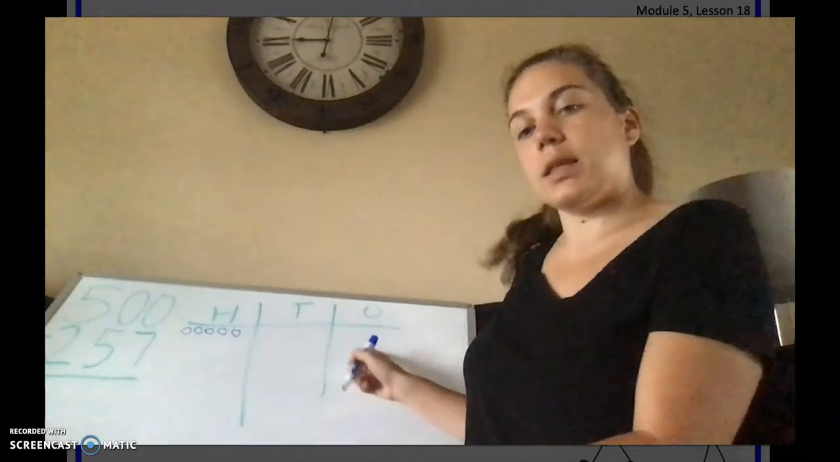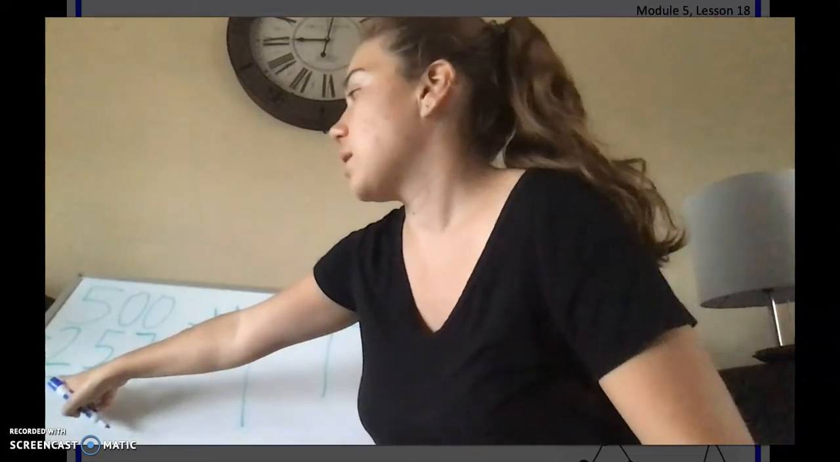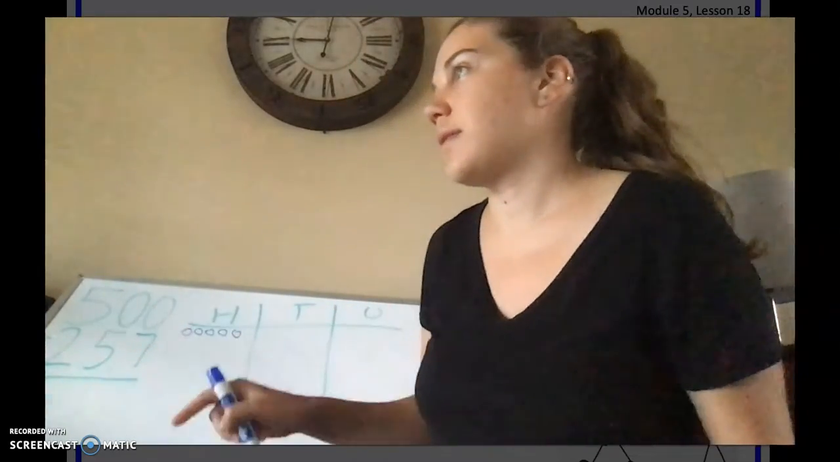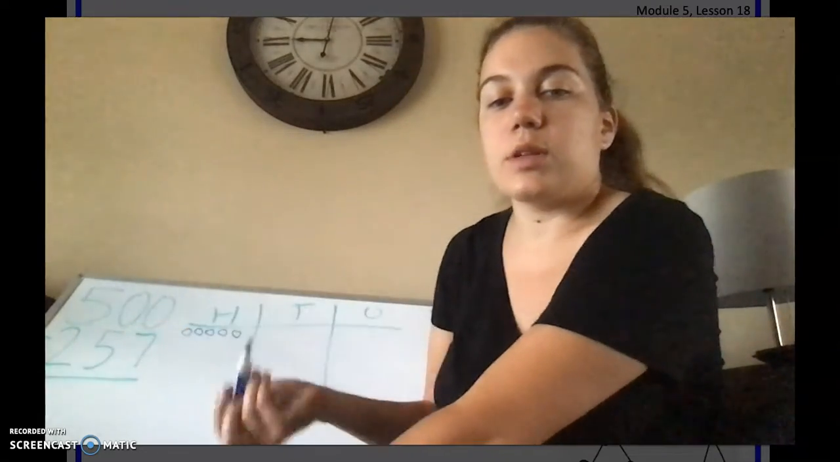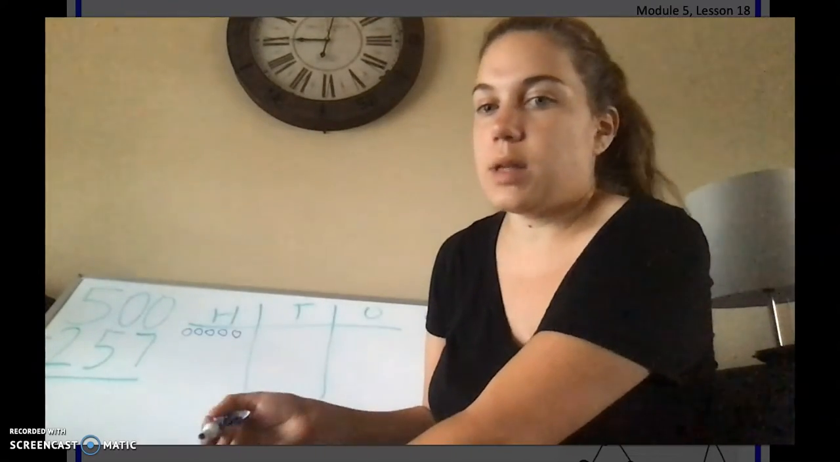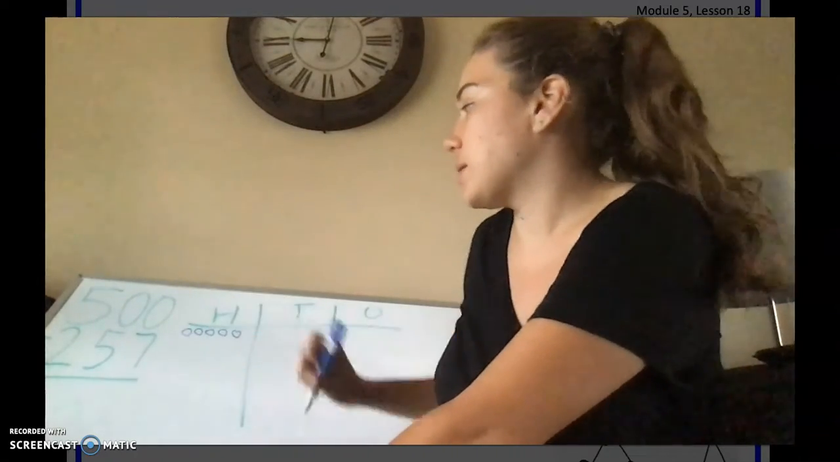And there's no tens and there's no ones. So now we're going to take away 257. We're always going to start in our ones column, so we're going to do 0 minus 7, but we know we can't do that. So we're going to look at our tens column, and we can't take anything from there, and now we have to go to our hundreds.